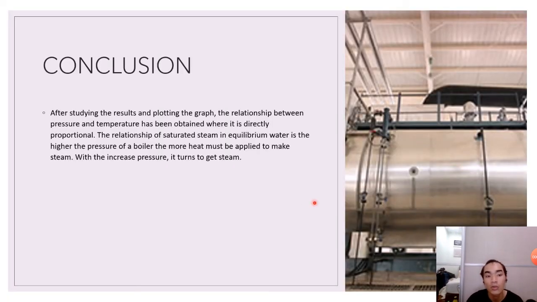As a conclusion, after studying the results and plotting the graph, the relationship between pressure and temperature has been obtained, where it is directly proportional. The relationship of saturated steam in equilibrium with water is that the higher the pressure of a boiler, the more heat must be applied to make the steam. With increased pressure, it tends to get steam.